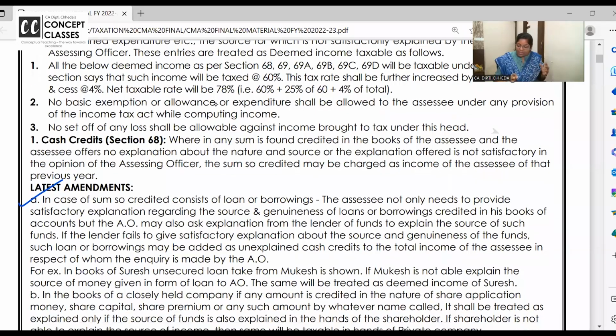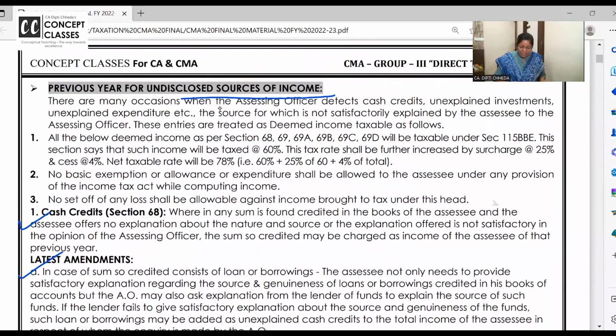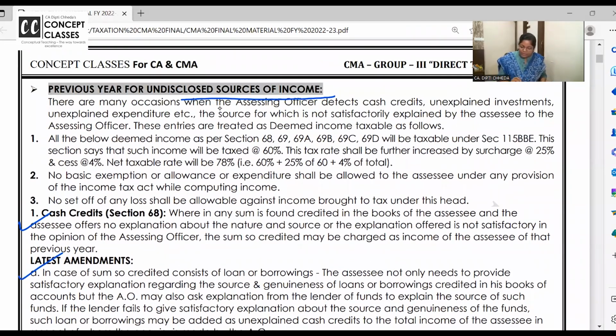Unexplained investment, one by one, यहीं से पढ़ के ही करते हैं. चलो, that will be better. First one in that is cash credit. अच्छा, before I go ahead, sorry, I want to go in a sequence. कोई jump नहीं करना है.